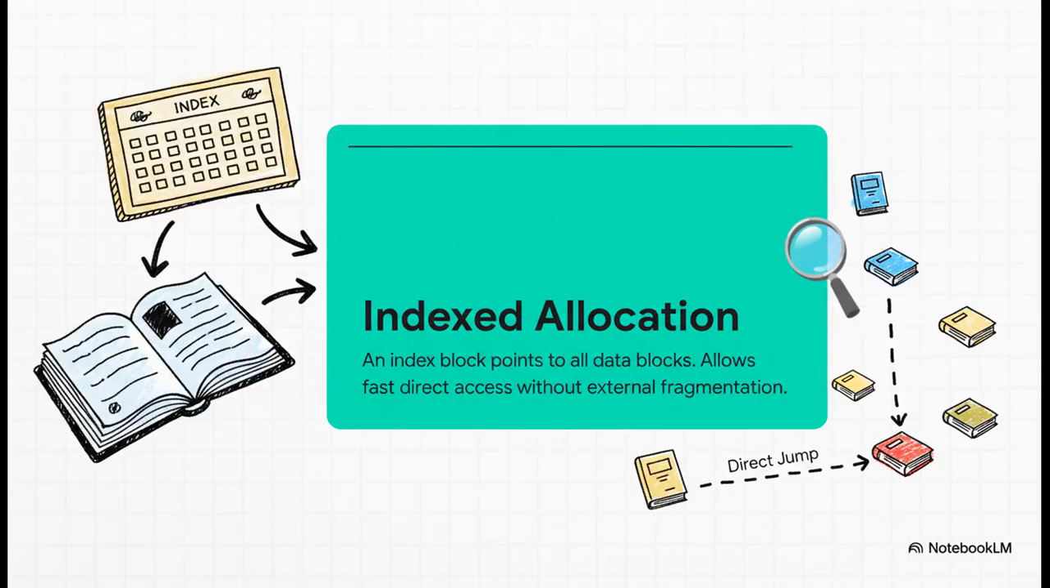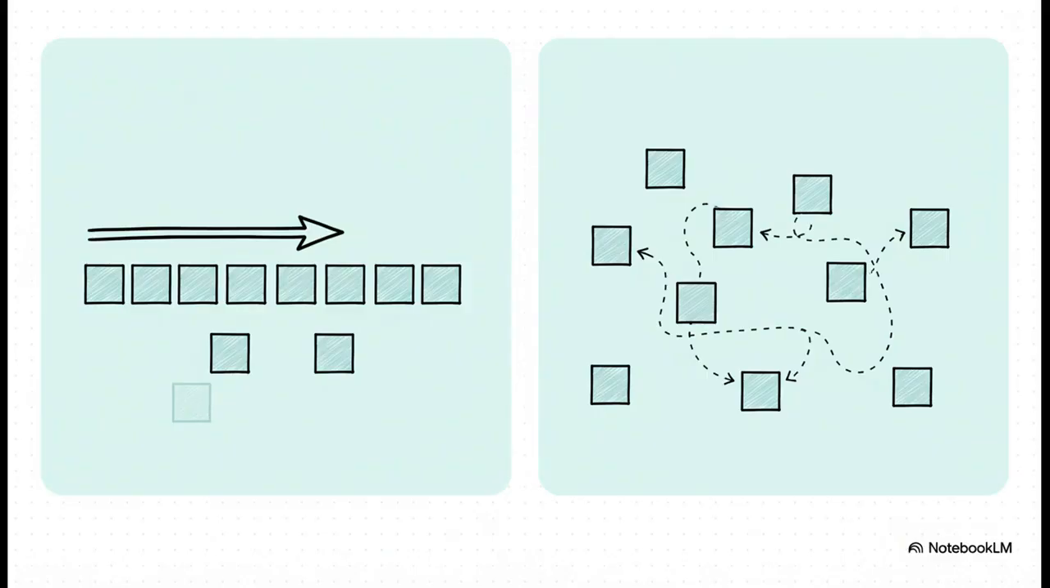And finally, there's indexed allocation. This is kind of the best of both worlds. Here you have a master index card for your encyclopedia, and this one card lists the exact shelf location for every single volume. So you can still put the books wherever there's space, but you can also jump directly to any volume you want just by looking at the index. It's fast and flexible.